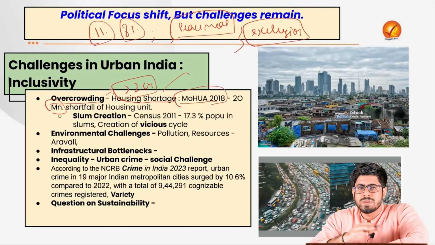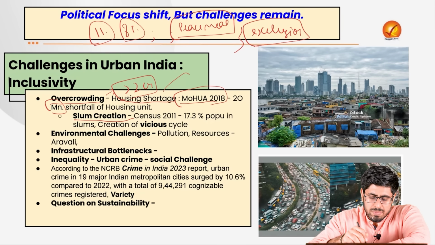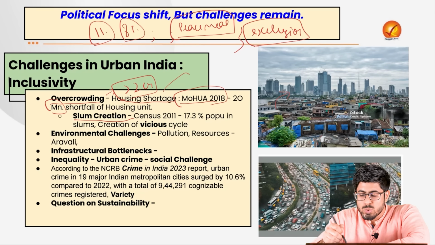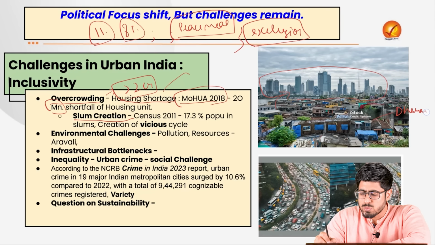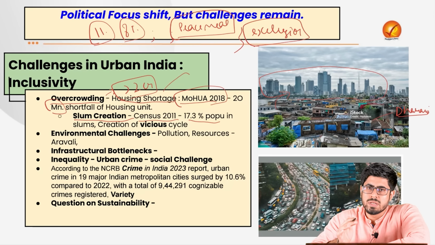What has this led to in the present circumstances? It has led to the creation of something known as slums, which is basically a very congested place where people live in very unsanitary, unhygienic conditions, which coexist with urban elite infrastructure. This is the skyline of Mumbai, and this is the slum of Dharavi, which is the world's largest slum. Now, as per the census 2011, 17% of the population of urban areas live in these slums. It has led to the creation of a vicious cycle where these people who live in the slum never get out of it.